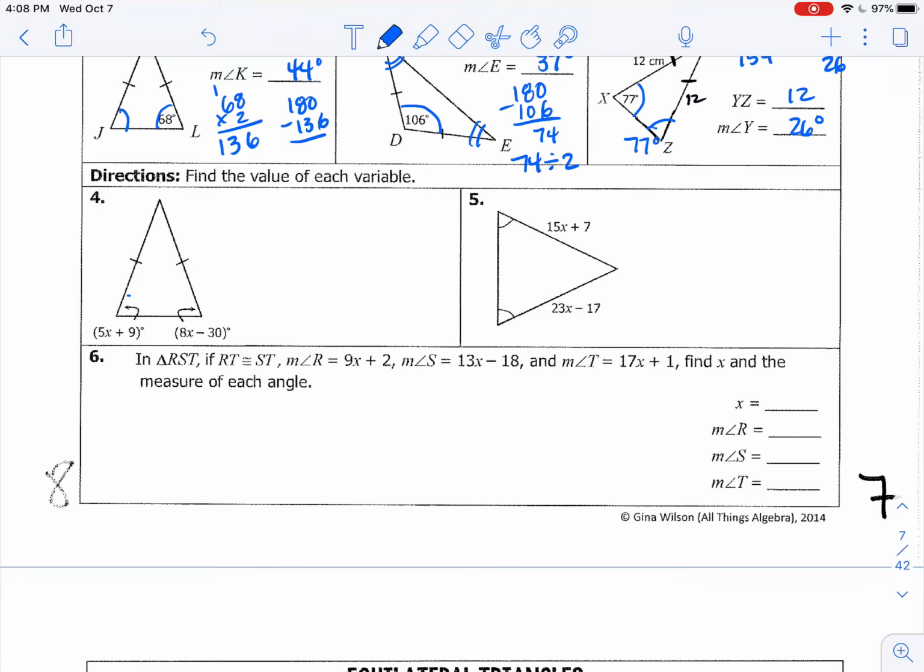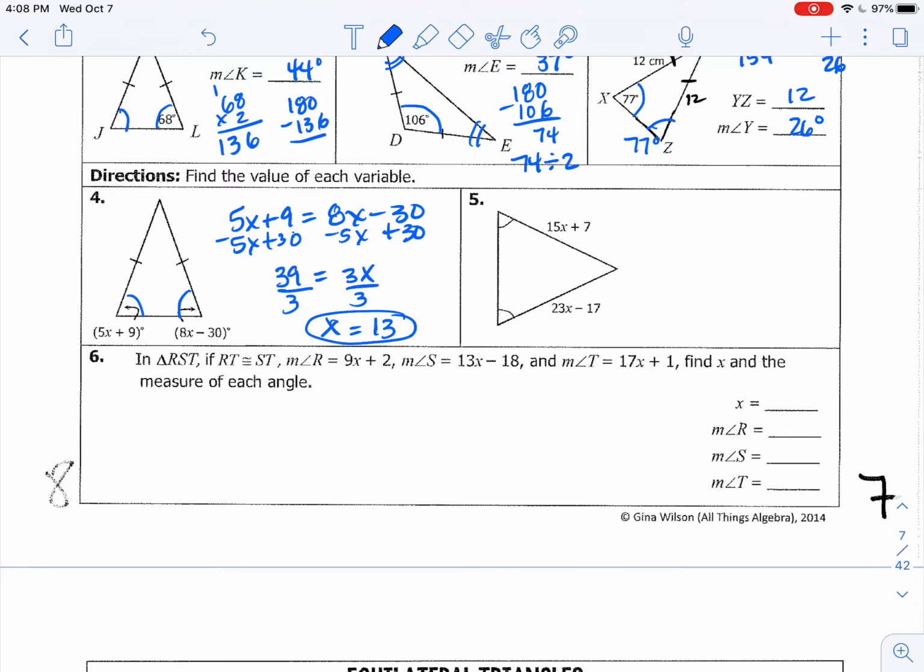In problem number 4, these are my congruent sides, so these are my congruent base angles. 5x plus 9 is equal to 8x minus 30. Let's do some algebra. Subtract 5x from both sides, add 30 to both sides. This gives me 39 is equal to 3x. Divide both sides by 3. X is equal to 13.